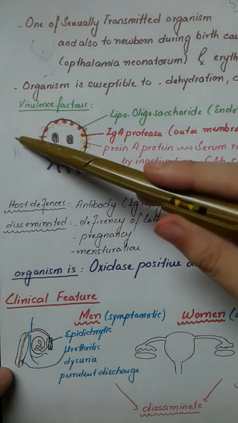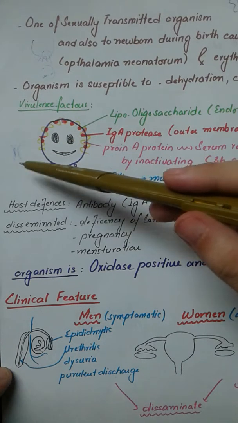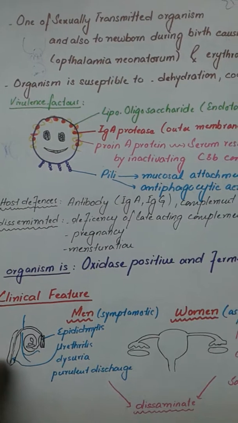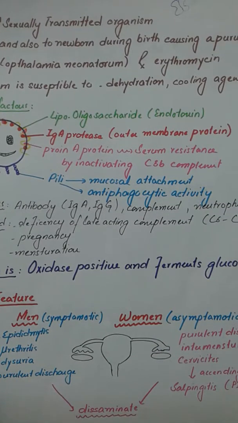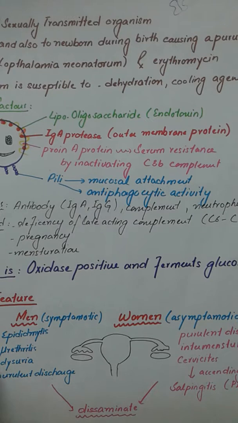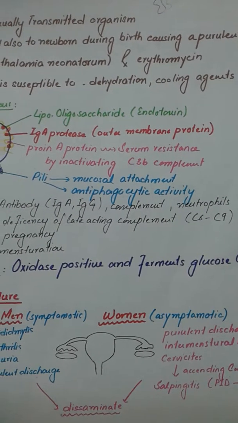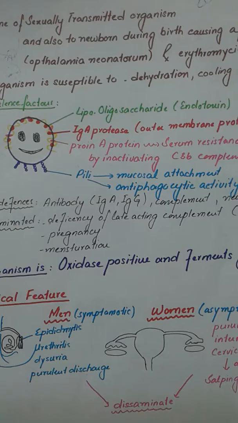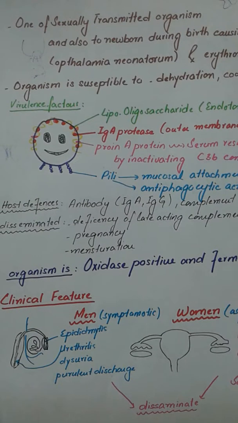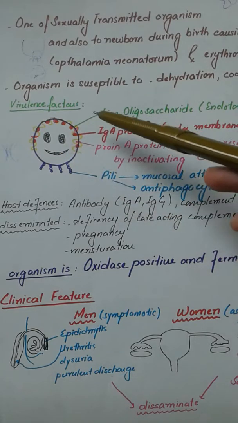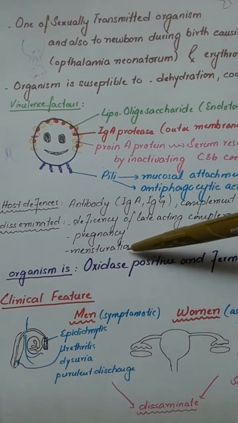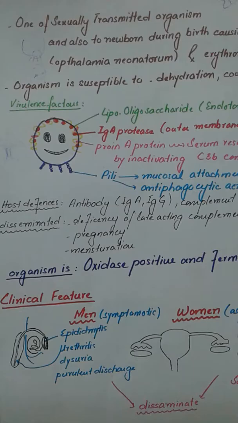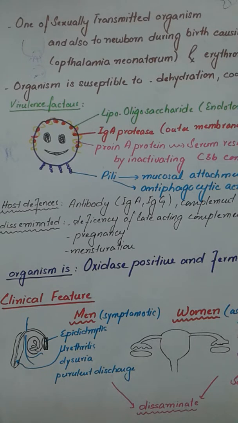Now, if it enters the blood, what happens? This happens in cases of late acting complement deficiency, in which your complement C6 to C9 are deficient. Now, this thing is present in those immunodeficient people. Another condition in which this organism can disseminate into your blood is pregnancy and menstruation. In menstruation, your immunity is slightly suppressed, due to which females are more prone to it.